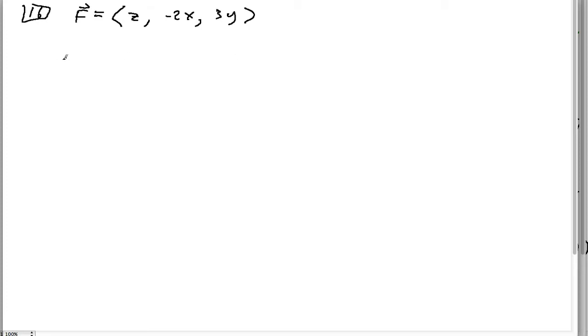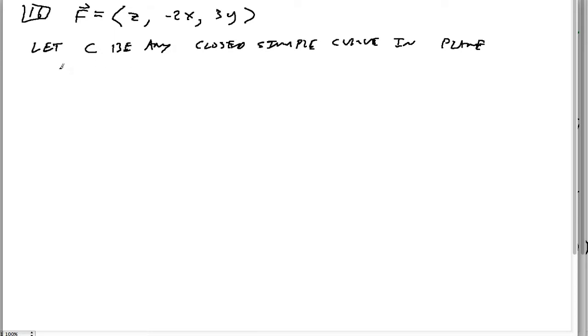And now what I'm going to do, and it doesn't give you a surface, but it does say that we're going to let C be any closed, simple curve in the plane x plus y plus z is equal to 1.